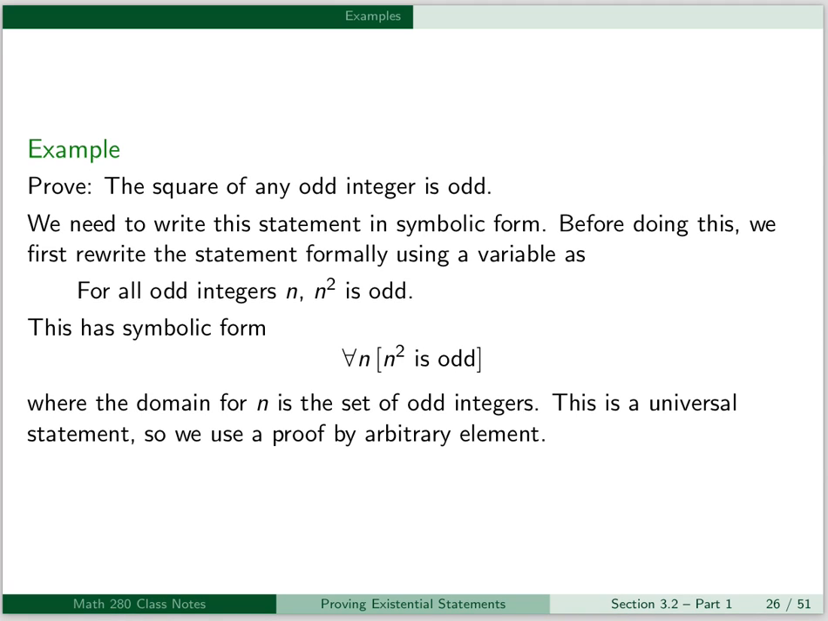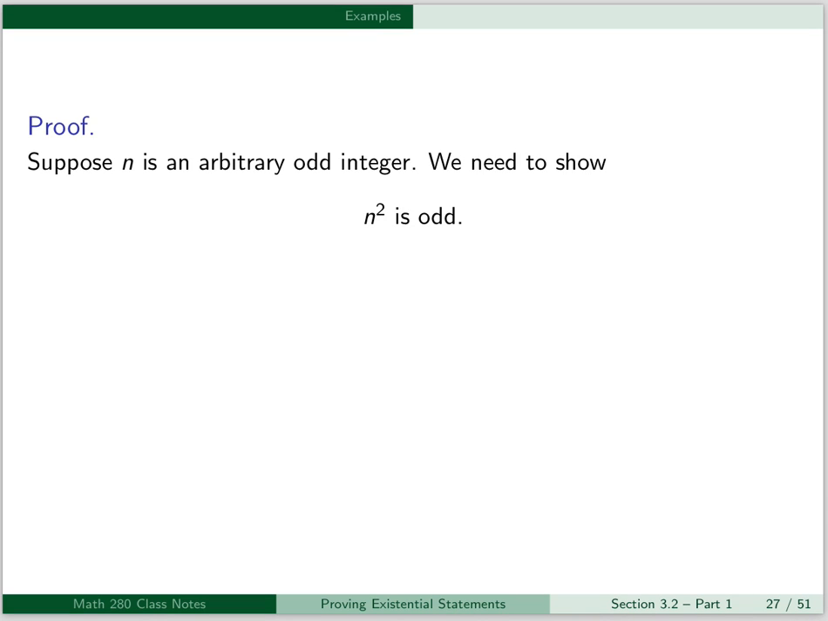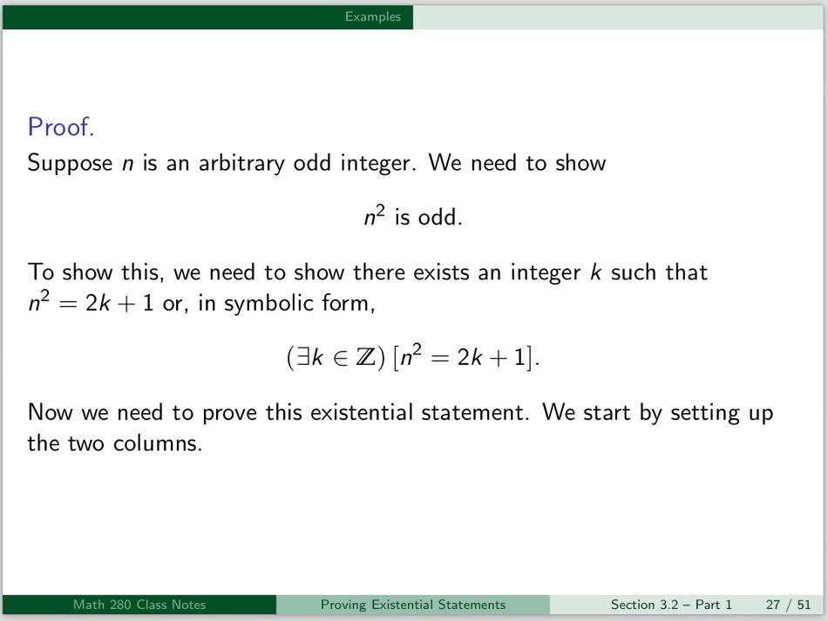This is a universal statement, so we start with a proof by arbitrary element. So we suppose n is an arbitrary odd integer. We then need to show that n squared is odd. To show this, we refer to our definition. So we need to show there exists an integer k such that n squared equals 2k plus 1. Now we need to prove this existential statement.